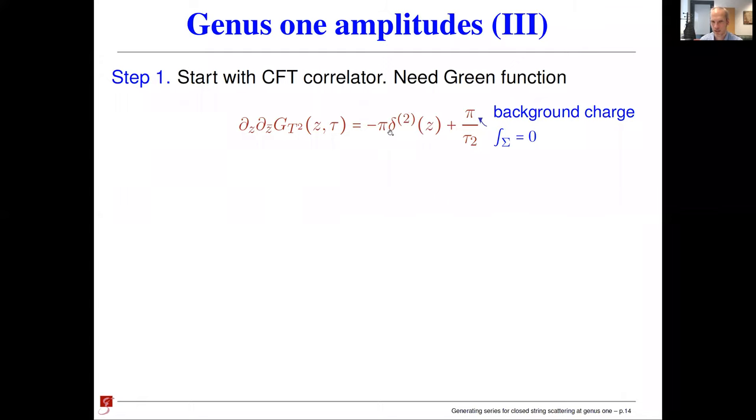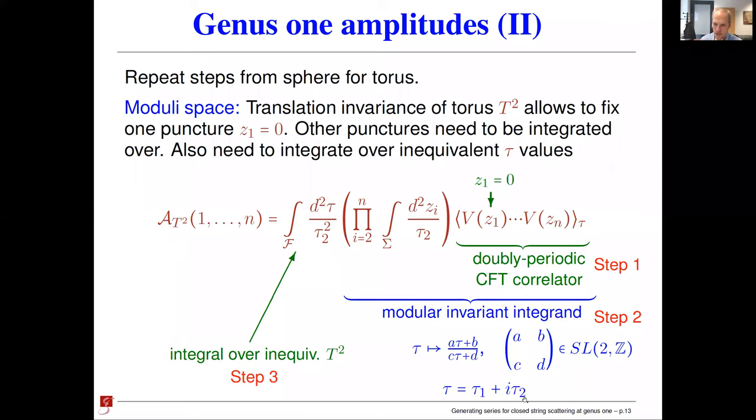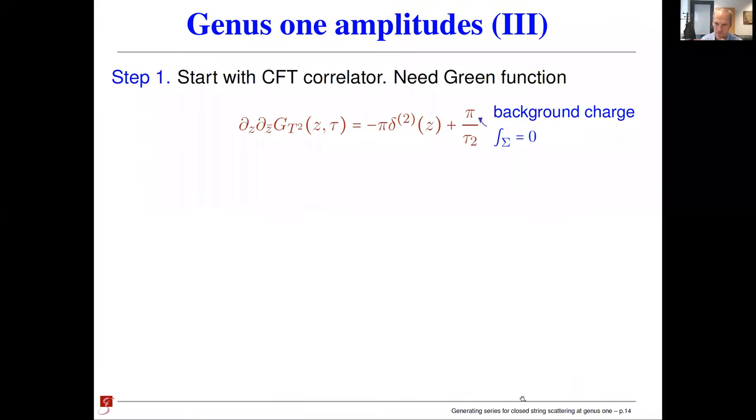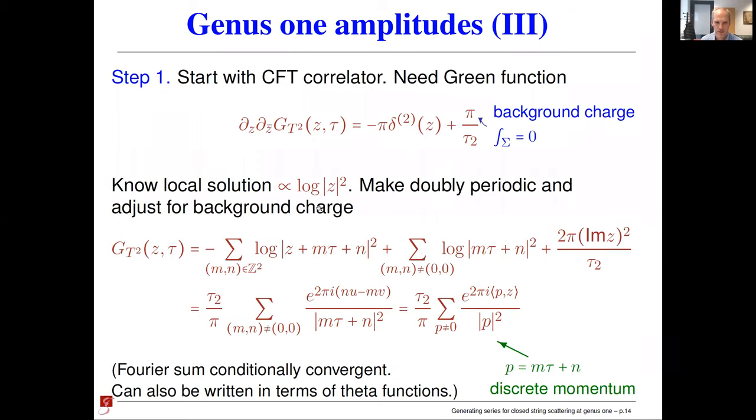Since the delta function will just give you a minus pi, you have to compensate this by pi divided by the volume of the torus. And the volume of the torus is, I should have said this here, the imaginary part of this parameter tau. So now this is the equation that you need to solve for the Green's function. Since we're still on a two-dimensional plane, we know it has got something to do with logarithms. The local solution is the logarithm of the distance.